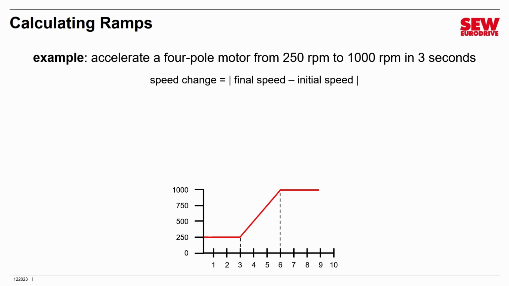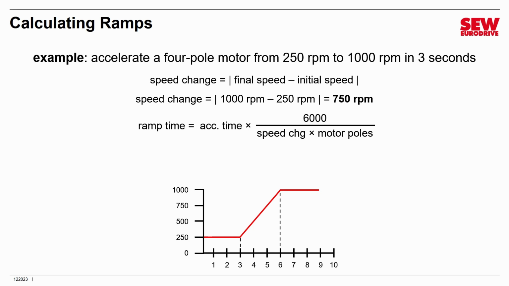So we need to calculate the speed change first. We take the final speed, we subtract the initial speed, we take the absolute value. So in this case, it's 1000 RPM minus 250 RPM. That equals 750 RPM, so that's our speed change. And then we plug it into this equation here. So we're going to put in 3 seconds in our acceleration time. So here's the equation. 3 seconds times 6,000 divided by 750 RPM times 4 poles gives us the ramp time, which is 6 seconds. So if we plug this into the VFD, we will get a 3-second ramp when we do this speed change. Pretty simple, actually.